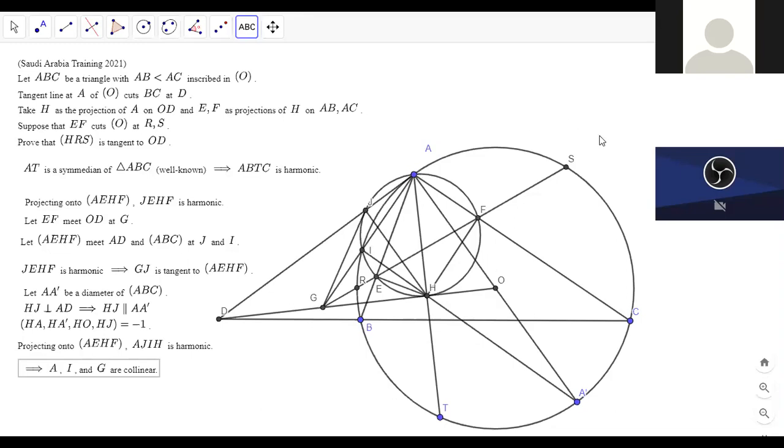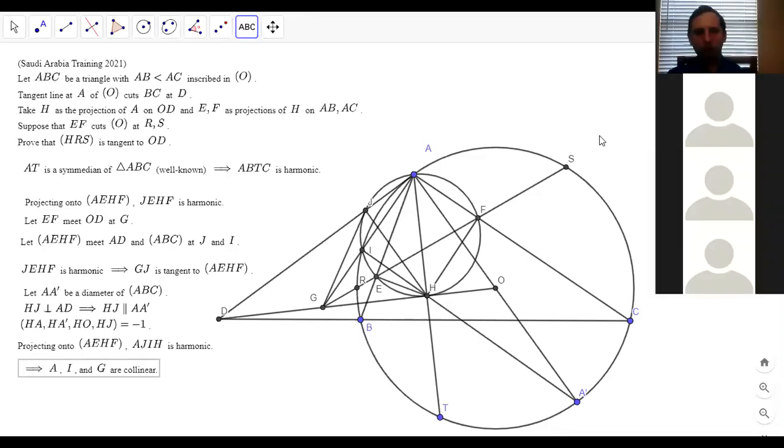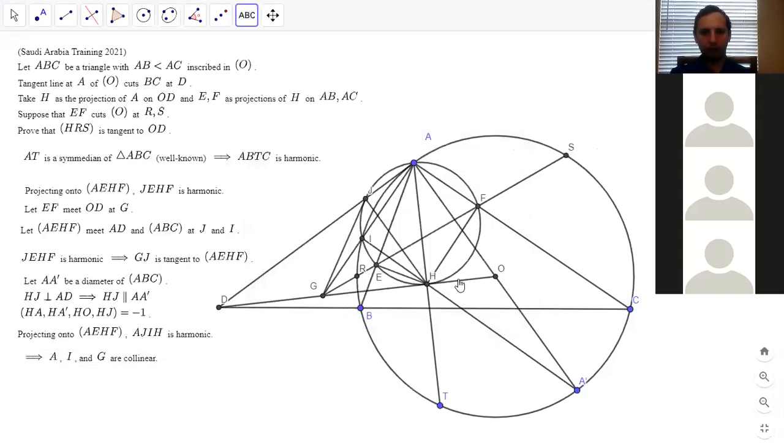Yeah, because G lies on the radical axis, so GH squared is equal to GR times GS. So that means HRS is just tangent. Because then GH squared is GJ squared, which is GR times GS. And so that proves the tangency. Okay. All right.